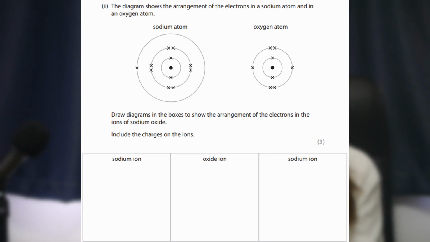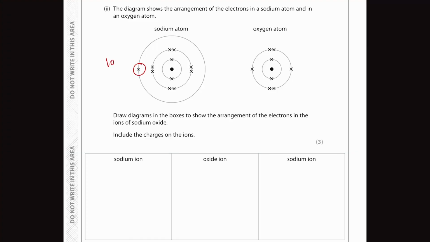Part 2. The diagram shows the arrangement of the electrons in a sodium atom and in an oxygen atom. Then we have 2 diagrams here. Draw diagrams in the boxes to show the arrangement of the electrons in the ions of sodium oxide. Include the charges of the ions, 3 marks. First, we need to consider the electron arrangement for the 2 sodium atoms turned ions. Because there is 1 outermost electron, chances are 1 electron will be lost from each sodium atom to become the ions. So we can illustrate it by drawing a regular sodium ion to begin with.